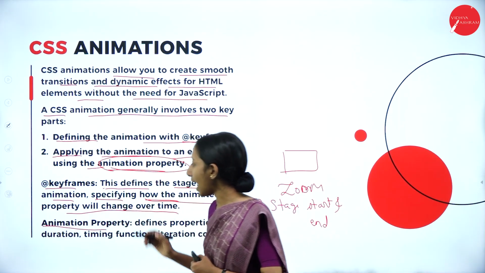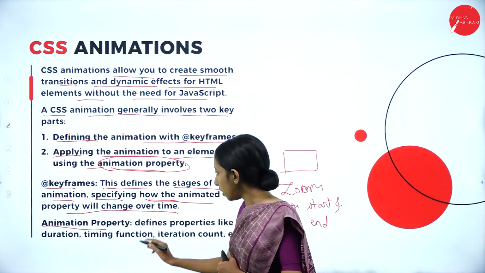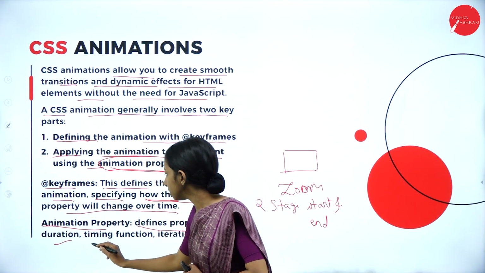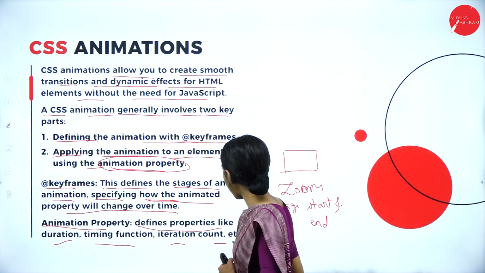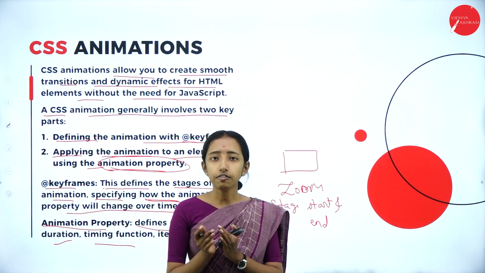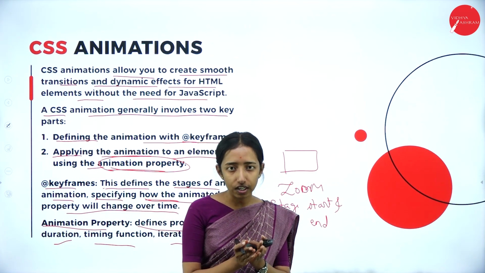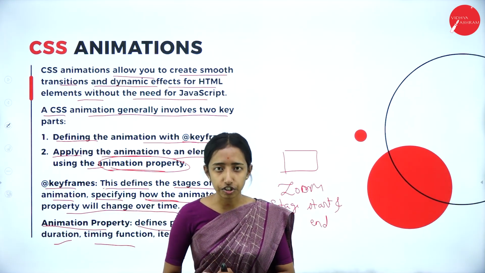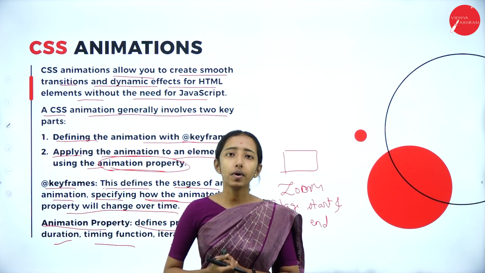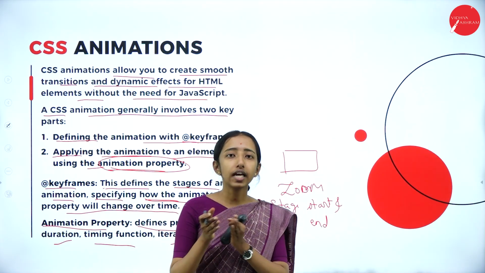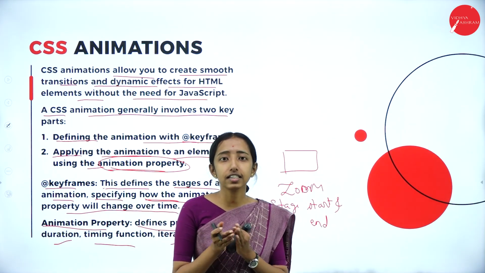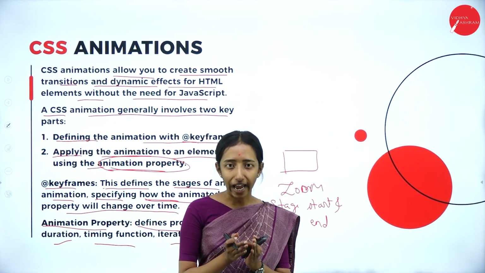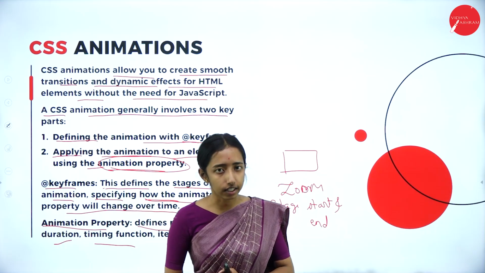Next we have the animation property. Here we will be defining different properties like the duration, timing function, iteration count, etc. Keyframes mean the initial and the end state, just like interpolation, whereas the animation property means the timing. You want the animation to have a timing like 3 seconds or 10 minutes. Those are the time or the duration that we are giving.